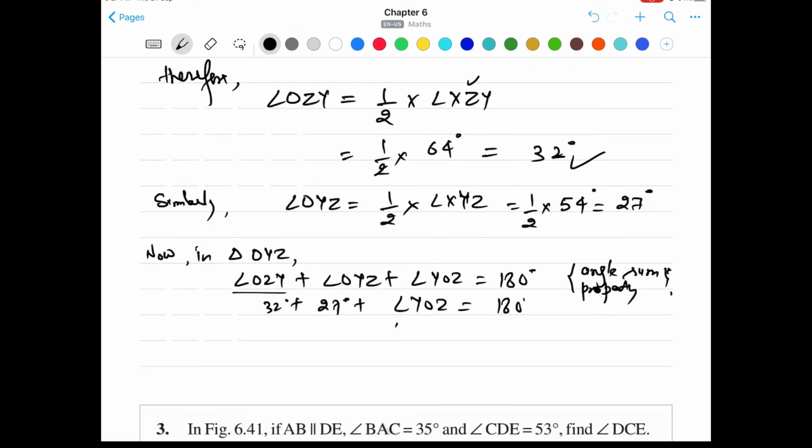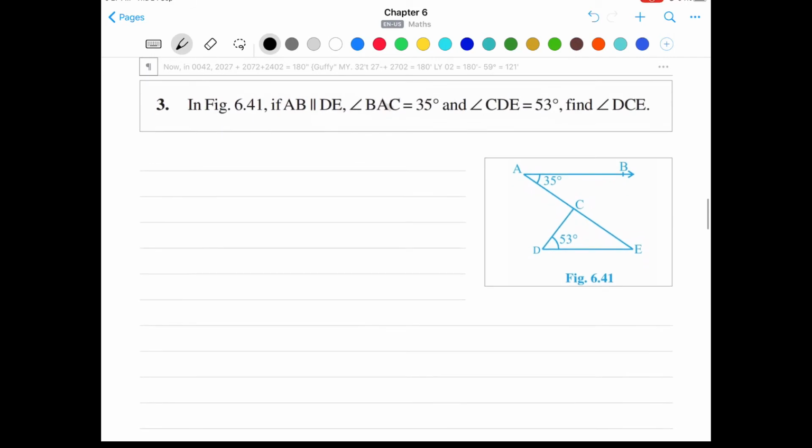So from here angle YOZ will be equal to 180 degrees minus this 27 plus 32, which is 59 degrees. Okay, and the result will be 121 degrees. So the value of angle YOZ is 121 degrees. So that's the answer of question number 2 of exercise 6.3.